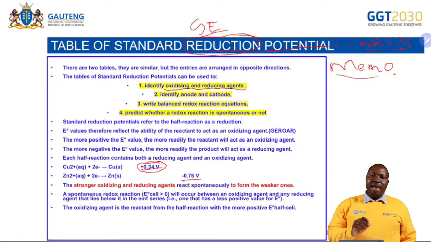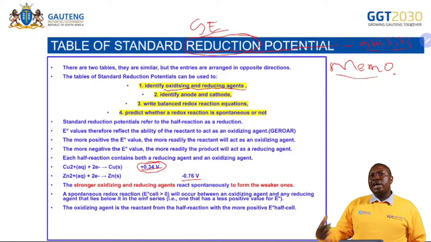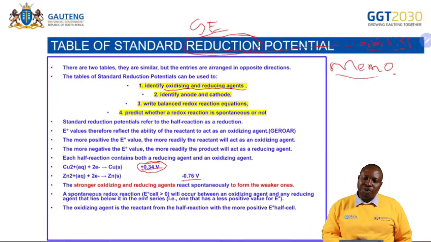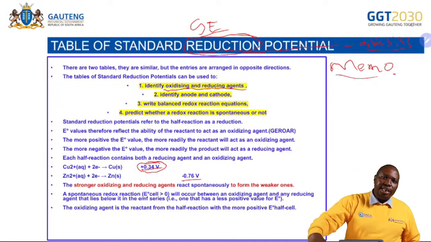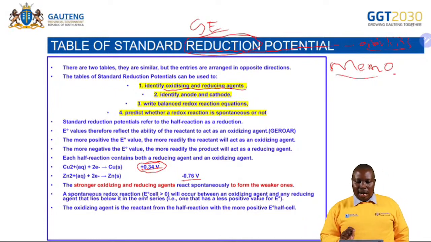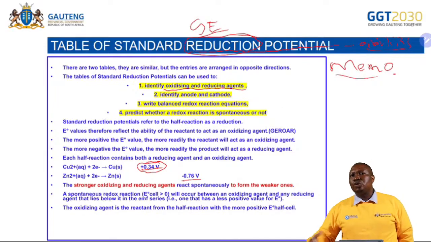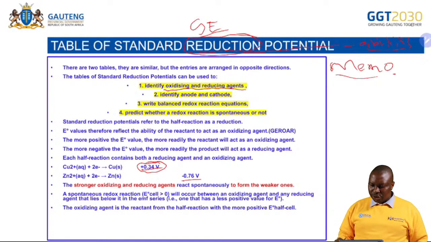Remember, when EMF is positive, that is spontaneous. For galvanic cell, we're expecting our EMF to be positive. For electrolytic cell, because it's non-spontaneous, our EMF will be negative. Hence, we have to add energy. We said galvanic cell is spontaneous because no energy is added; we produce energy in galvanic cell. However, in electrolytic cell, we add energy because our EMF is negative. So we use that table to determine the EMF or to predict.